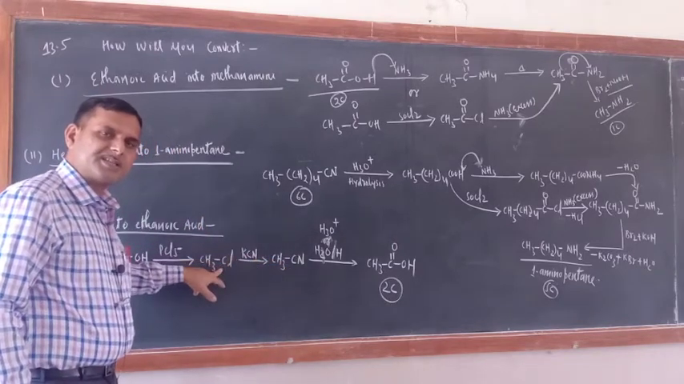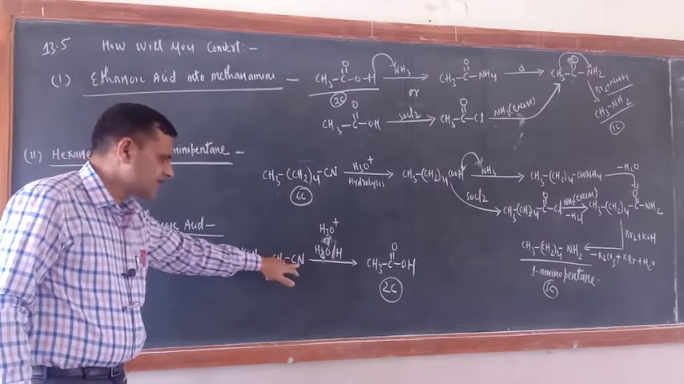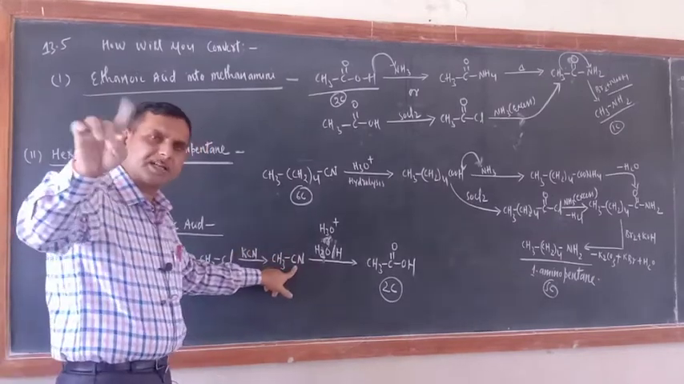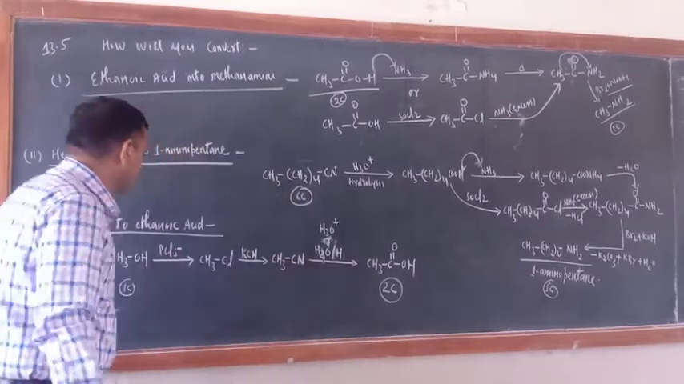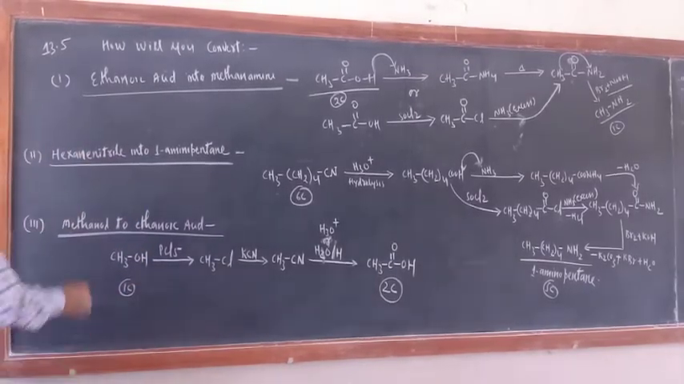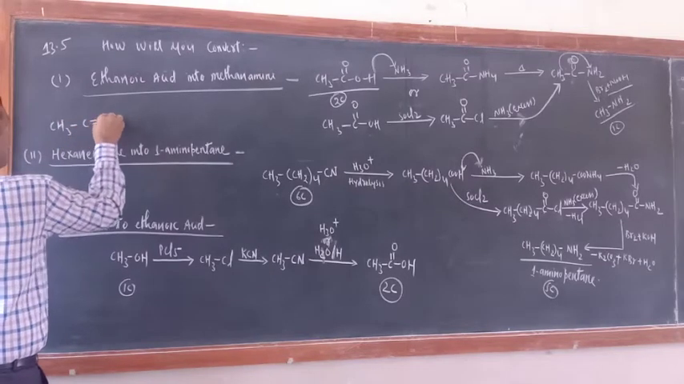Now with CH3Cl, KCN should be there, make their reaction, then CH3CN you will get. Now this CH3CN, what do you want? COOH. So complete hydrolysis should be there. Just understand the meaning of partial hydrolysis and complete hydrolysis. Just see, this is CH3C triple bond N.